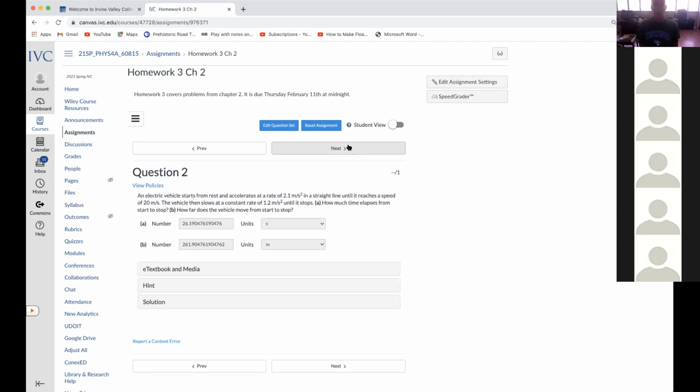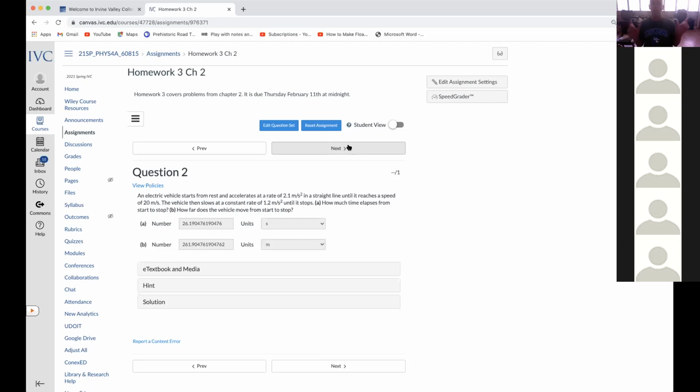Then it slows at a constant negative acceleration of 1.2 meters per second squared until it stops. So you have 2 distinct times here. It starts from rest until it reaches 20 meters per second, accelerating at a rate of 2.1 meters per second squared. That's positive. Then when it's at that 20 meters per second, it decelerates until it reaches 0 meters per second, until it stops at a constant negative 1.2 meters per second squared.